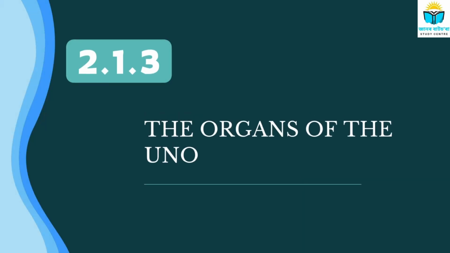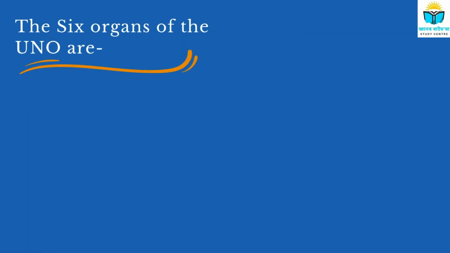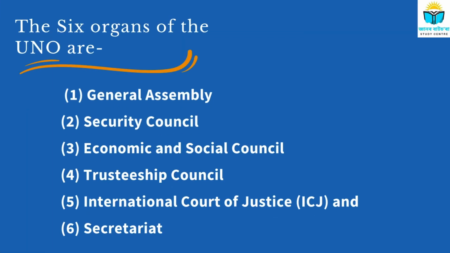Now let's take a look at the main organs of the United Nations organization. These are the different parts of the UNO that perform various important functions to keep the organization running effectively. The United Nations organization works through 6 main organs that handle different responsibilities. These are General Assembly, Security Council, Economic and Social Council, Trusteeship Council, International Court of Justice, also known as ICJ, and the Secretariat.